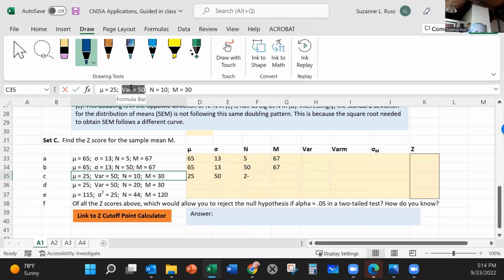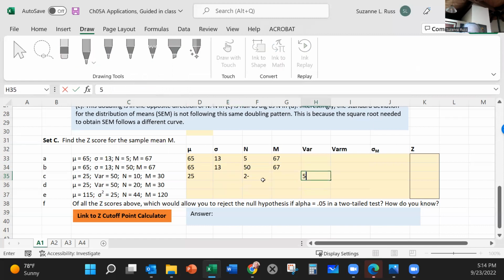So in these problems, you have to pay attention to what you're given. And notice here, I am given variance. I'm not given standard deviation. So let's take this 50 out of here and put it right here under variance where it belongs. That way I won't mess up my formulas. N is 10. And M is 30.